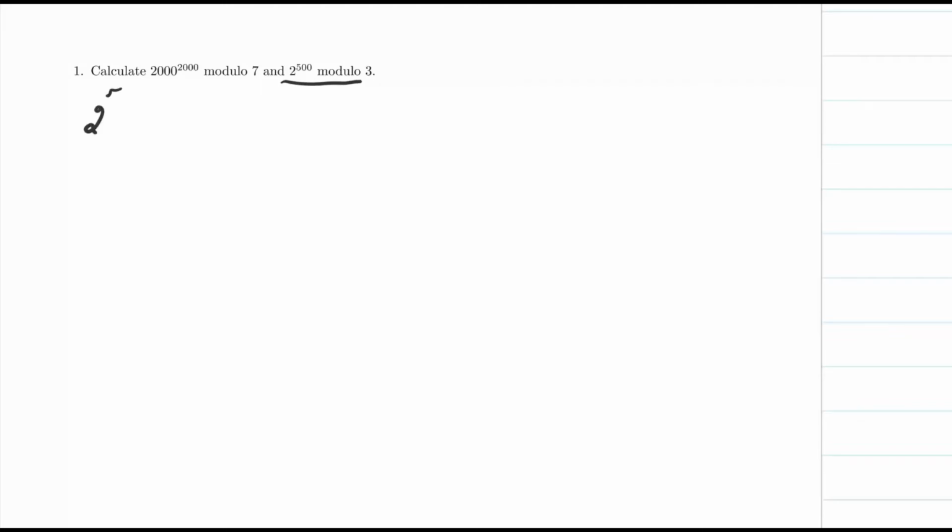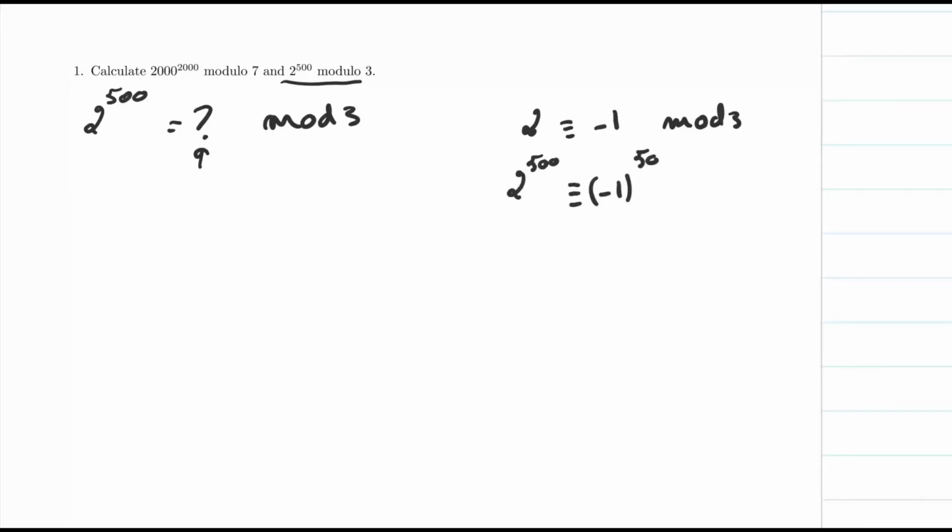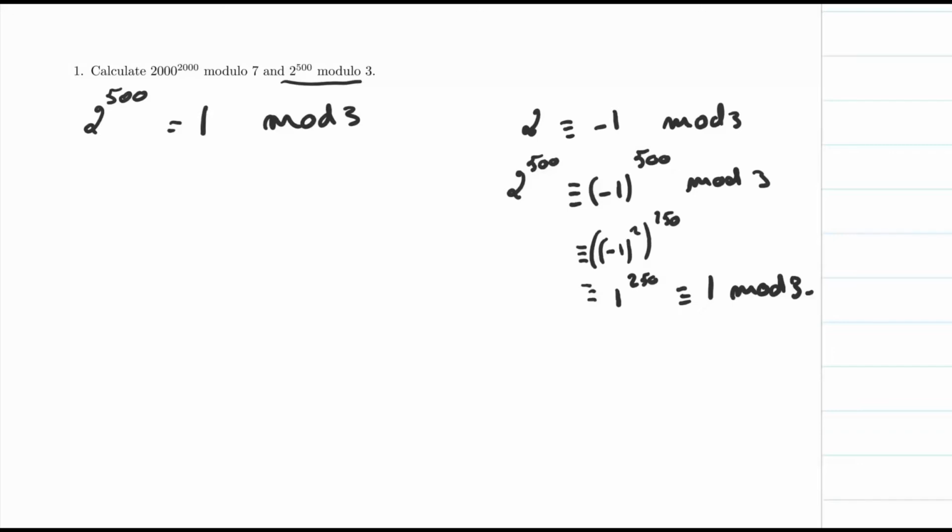2 to the 500 modulo 3. The answer here should be either 0, 1 or 2. The first observation is that 2 is congruent to negative 1 modulo 3. Why? Because the difference, 3, is divisible by 3 without remainder. So 2 to the 500 is congruent to negative 1 to the 500 modulo 3. But now it's very easy to calculate negative 1 to some power. This is congruent to 1 modulo 3. If I divide by 3, the remainder is 1.